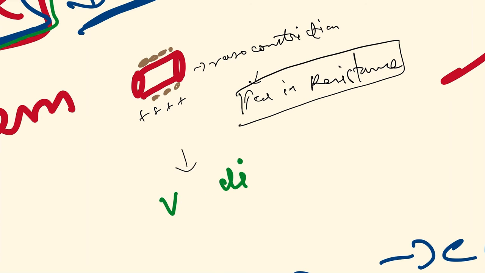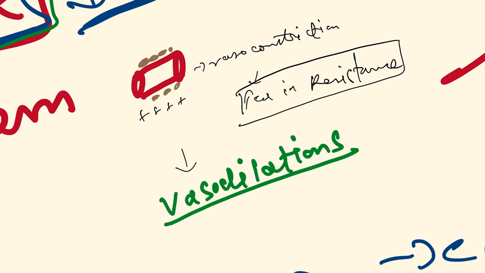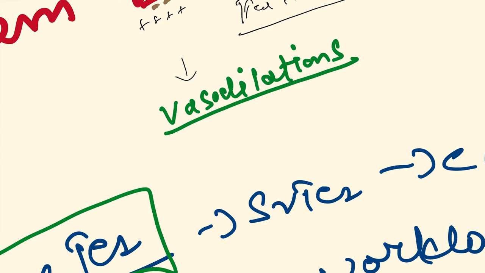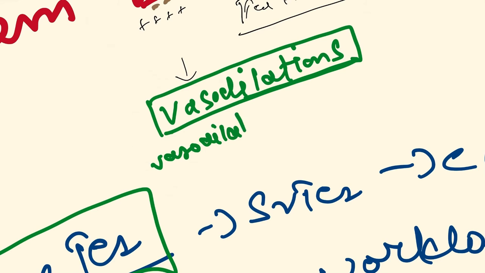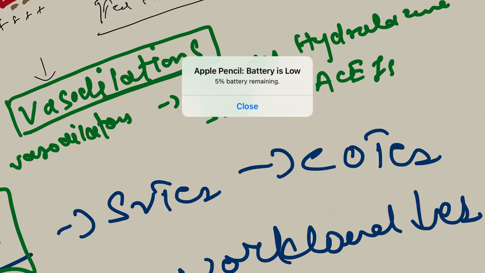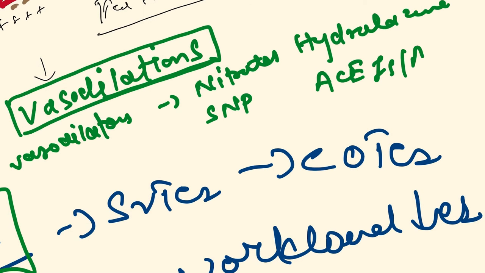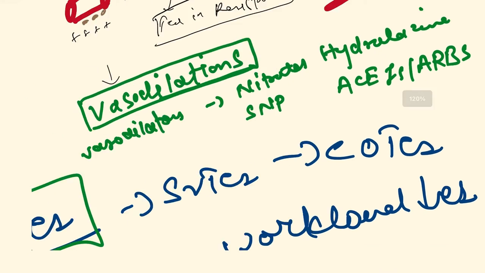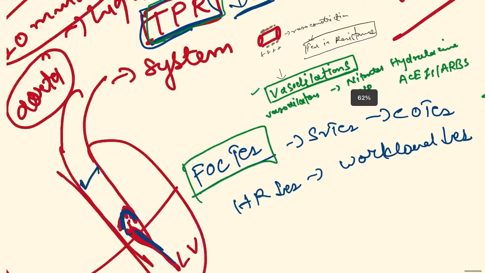We can do this by causing vasodilatation. So we need to give vasodilators. Which vasodilators will we use here? We can give nitrates, sodium nitroprusside, hydralazine, and ACE inhibitors or ARBs. So these are the vasodilators.